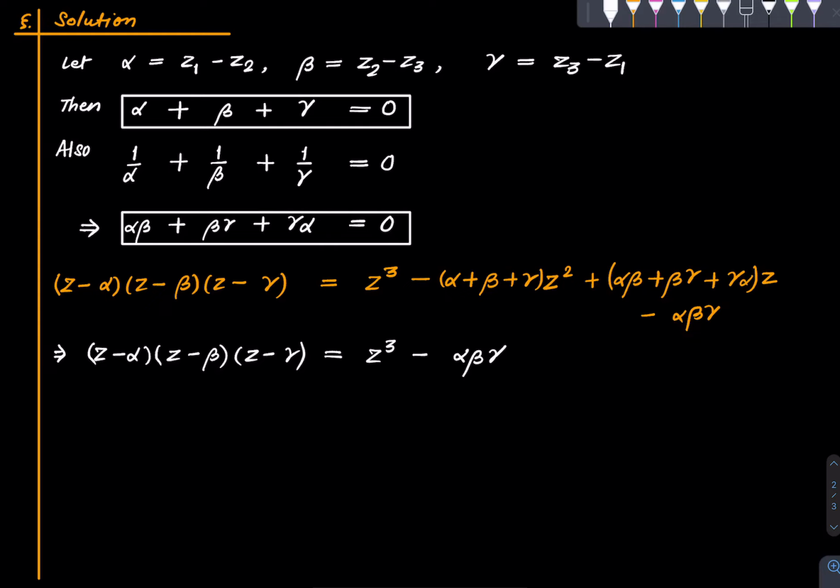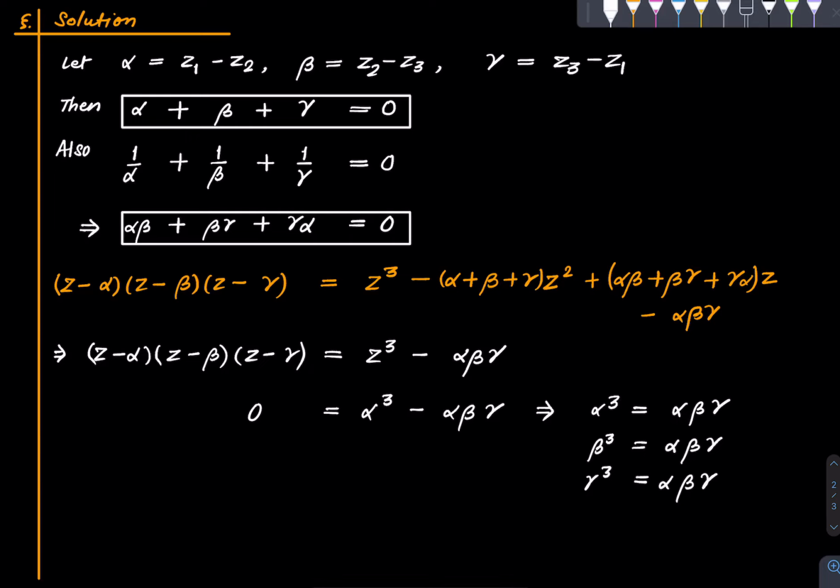All right. And now this equation is true for each complex number z. So if we substitute z equals alpha, we get 0 equals alpha cube minus alpha beta gamma. What happened? We just substituted z equals alpha. So here we get alpha minus alpha, then alpha minus beta, alpha minus gamma. But alpha minus alpha is 0. And on the right side, we get alpha cube minus alpha beta gamma. So 0 is equal to that, and this implies alpha cube equals alpha beta gamma. Similar reasoning gives us that beta cube equals alpha beta gamma, and gamma cube equals alpha beta gamma.